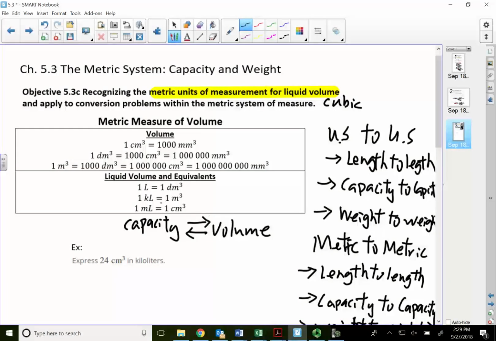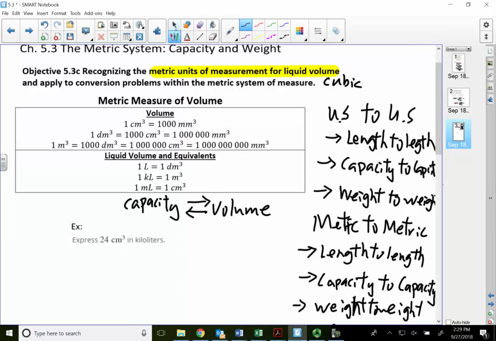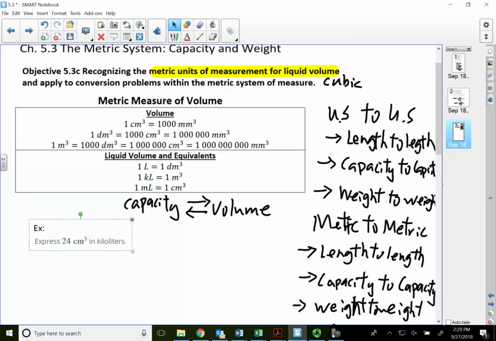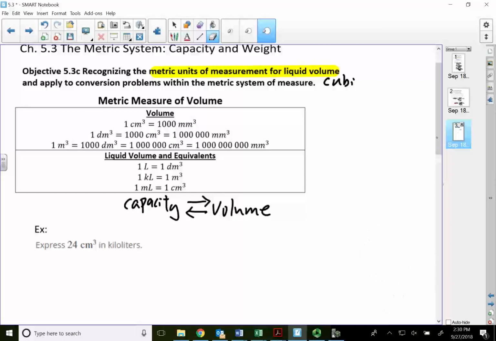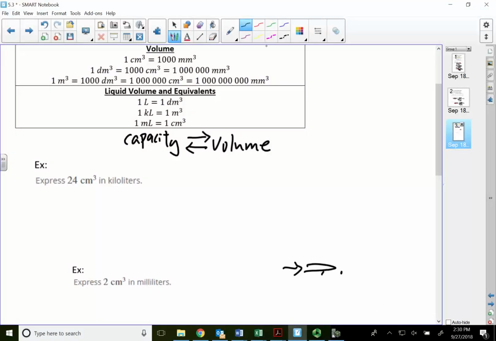Remember, the words change. Volume, you will see the word cubic. Capacity, the only thing you see is some sort of liter, like liters, kiloliters, milliliters. So you've got to be very aware what units you are trying to convert, so you know where to look on the formula sheet. It's a little bit tricky. So let's take a look, and I will try to write it down for you as we go along.